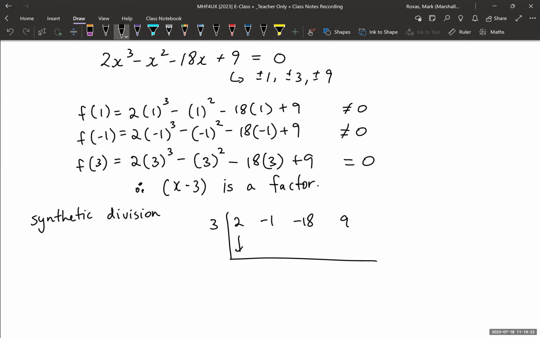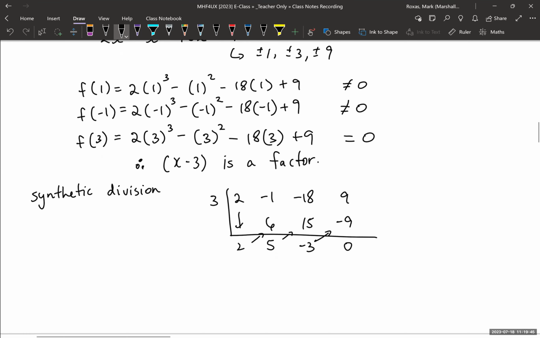And we carry out the steps. So we bring down the 2, multiply by the 3, we get 6. Add -1 and 6 to get 5. 3 times 5 is 15. Minus 18 plus 15 is minus 3. And then 3 times minus 3 is -9. 9 plus -9 is 0, which is what we expected if x minus 3 was a factor.